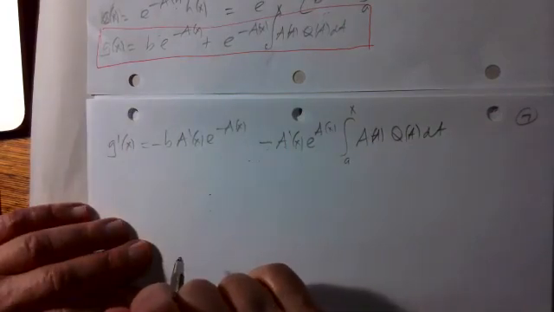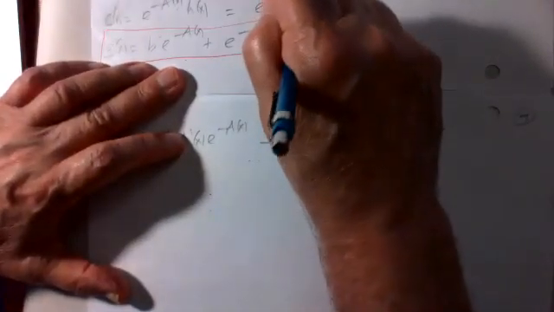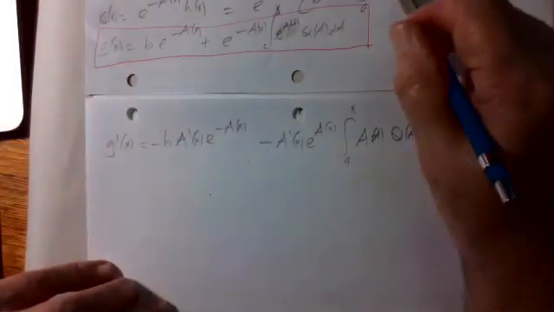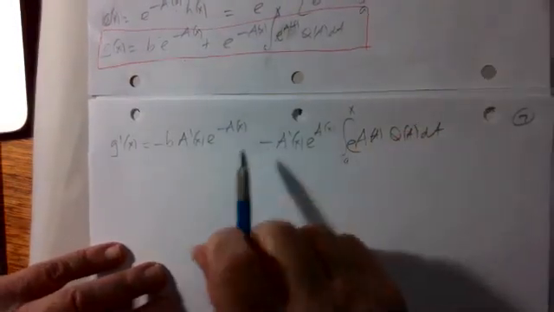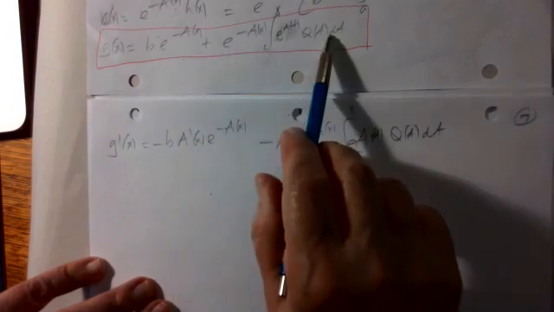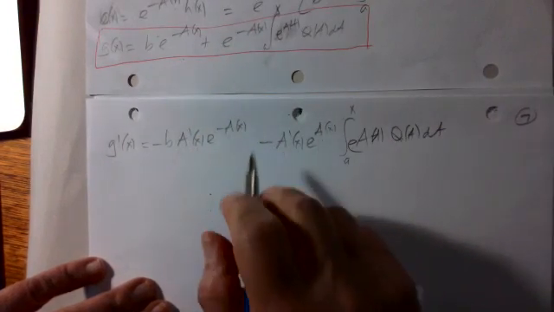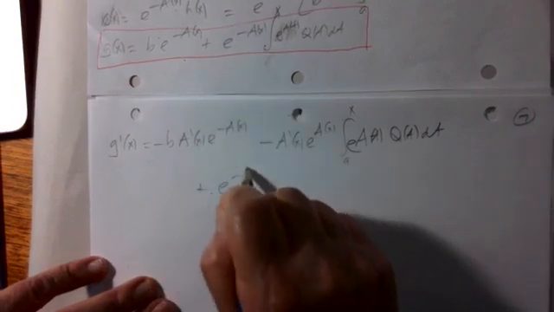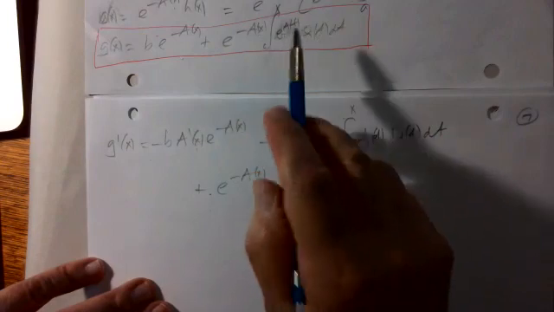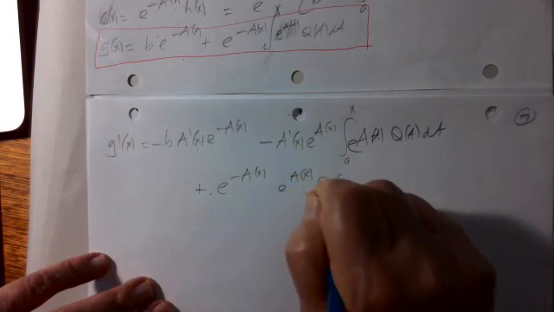This is e to the a of t. So the derivative of g, it's the derivative of the first term, minus a prime of x times b e to the minus a of x, plus the derivative of the second term by the product rule: the derivative of this, minus a prime of x e to the minus a of x times the integral, plus e to the minus a of x times the derivative of this, but again, by the fundamental theorem of calculus, this is e to the a of x, q of x.